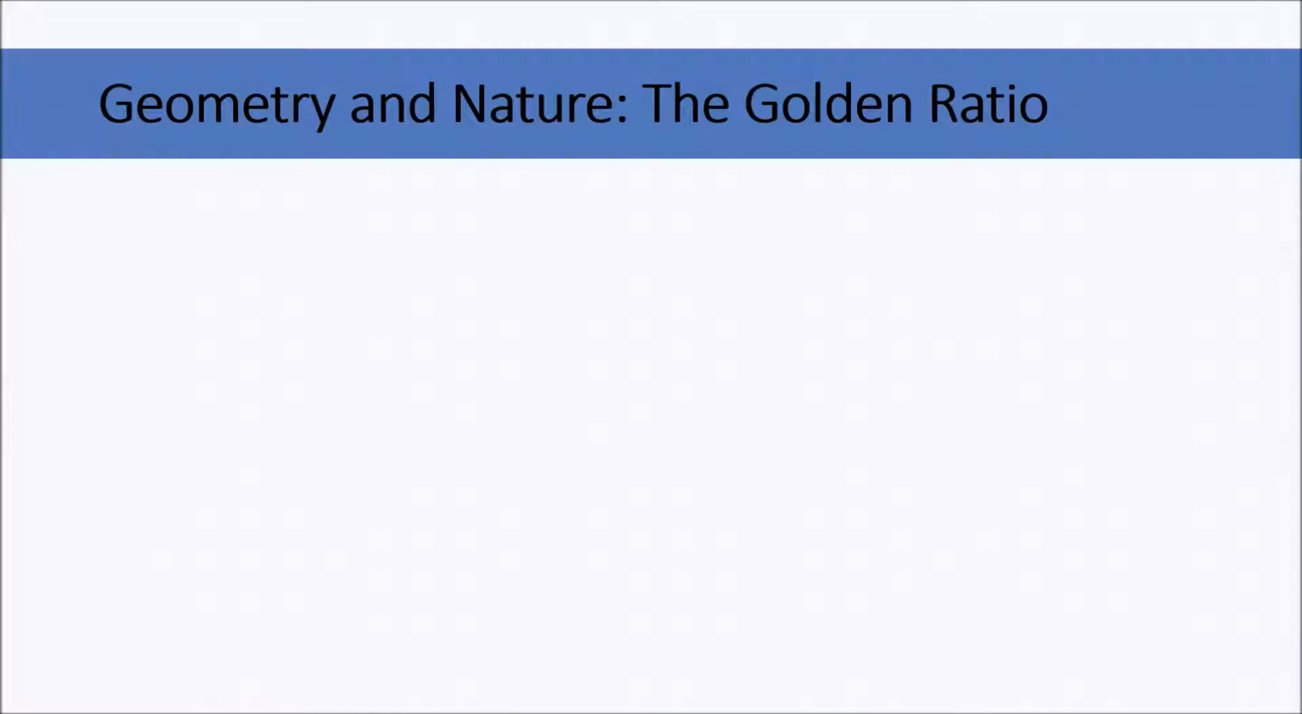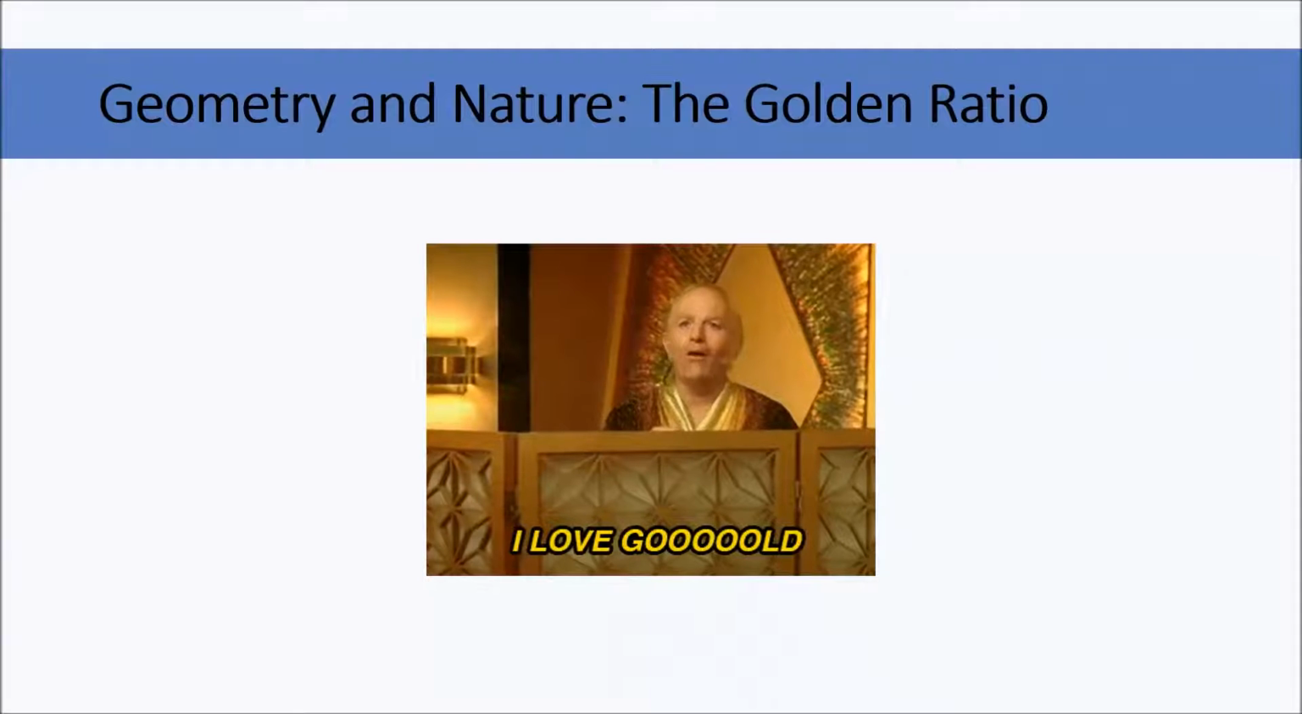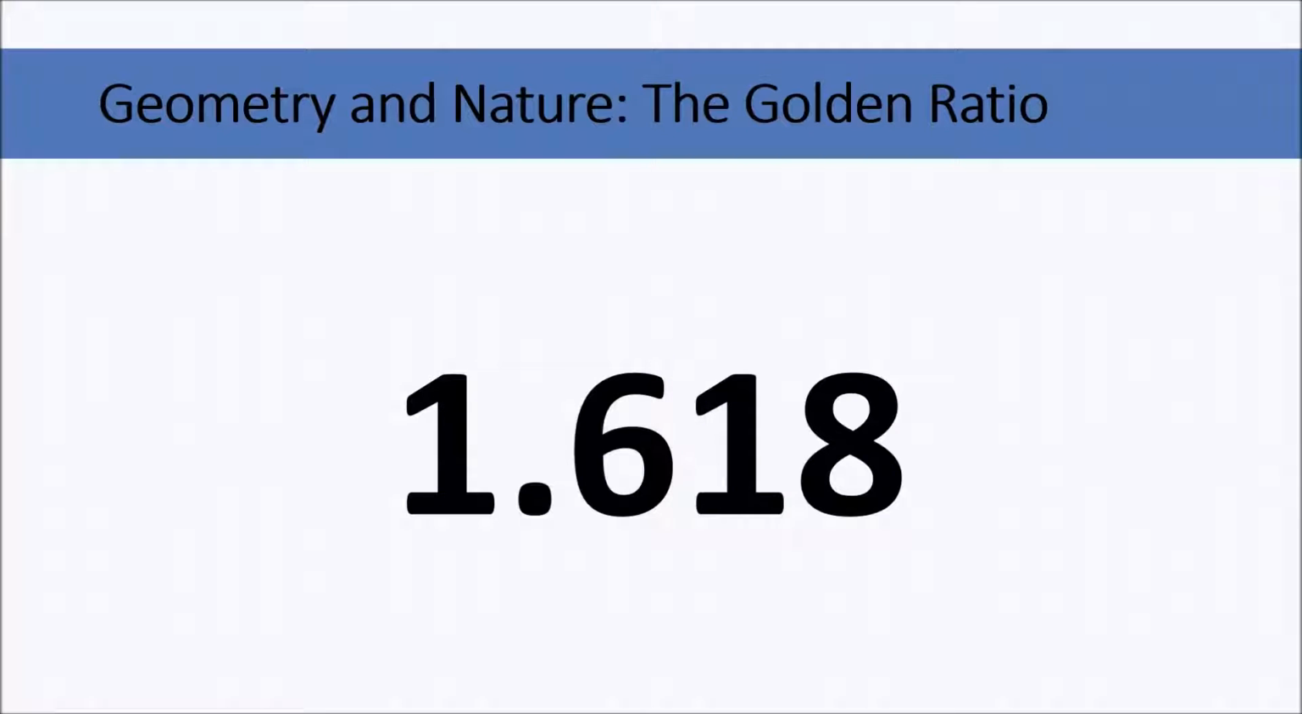Now, why do we care about Fibonacci and his rabbit obsession? First, we should take a look at the golden ratio. The golden ratio is denoted by the Greek letter phi. Its value is irrational, and we like to say it's close to 1.618. This ratio can be used to form golden rectangles, which are believed to be the most appealing rectangle to the human eye, and they're found all over in architecture, geometry, and in nature.